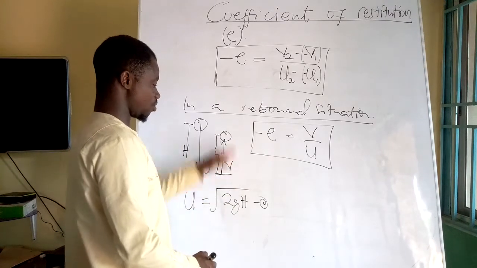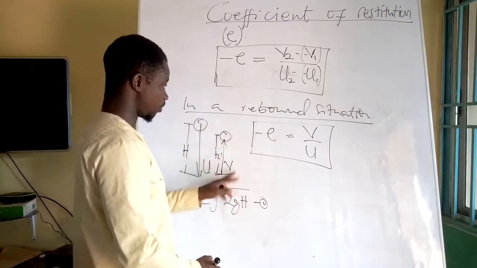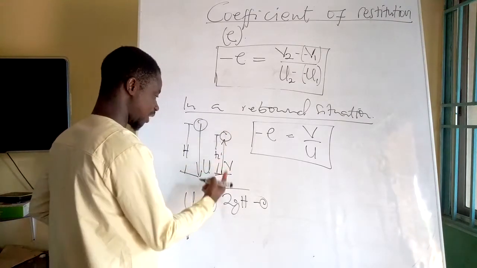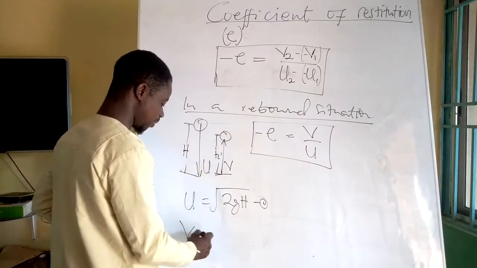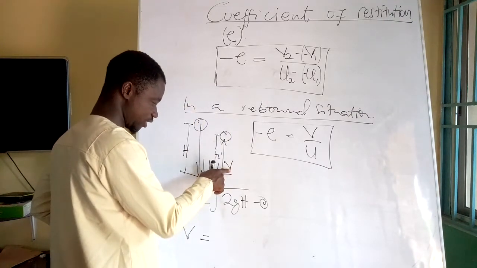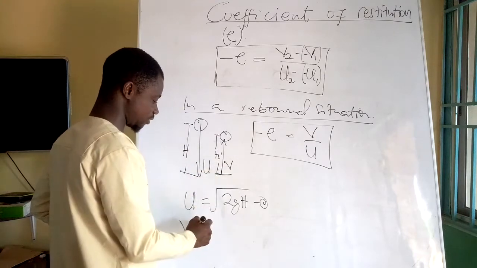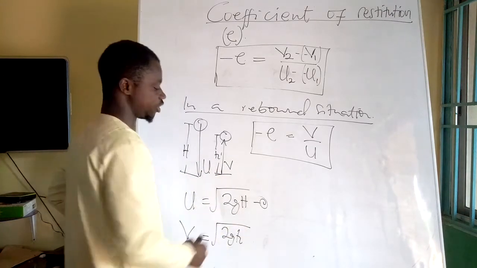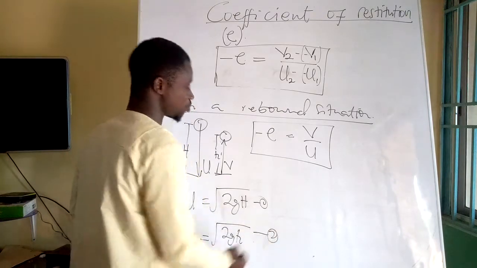For this rebound situation, the velocity V that will be given to the body to move up, at the maximum height, the final velocity is 0. In this case, we are looking for this V, which is the initial velocity. That will give us square root of 2g small h. Let's call this equation 2.